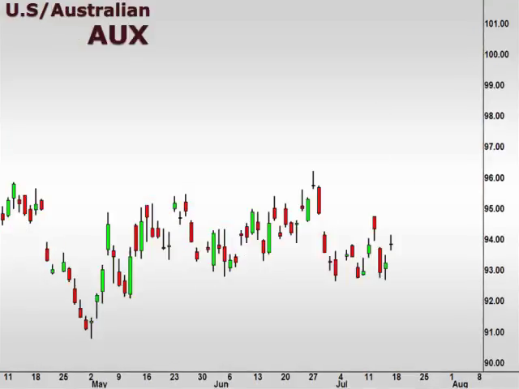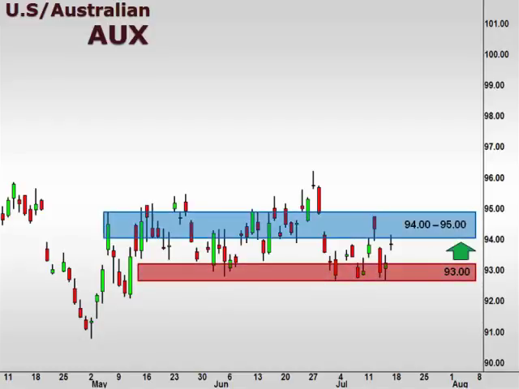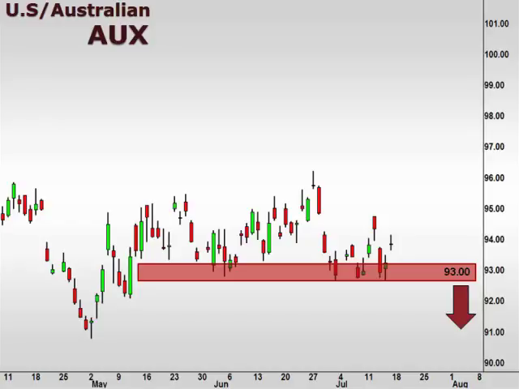Let's take a look at the U.S. dollar versus the Australian dollar as seen here in the AUX. 93 continues to hold as support. Friday's trading activity resulted in a test of resistance at the 94.95 focal zone. However, a reversal and subsequent break below 93 signals a continuation lower.